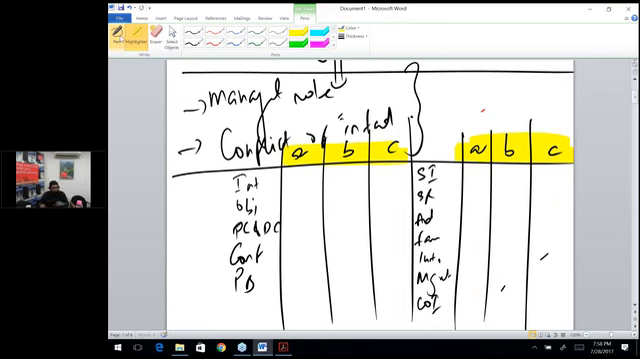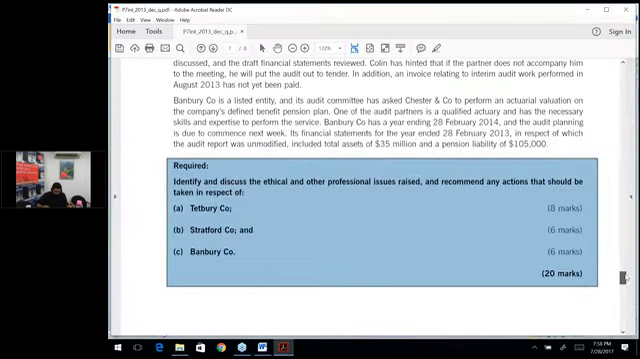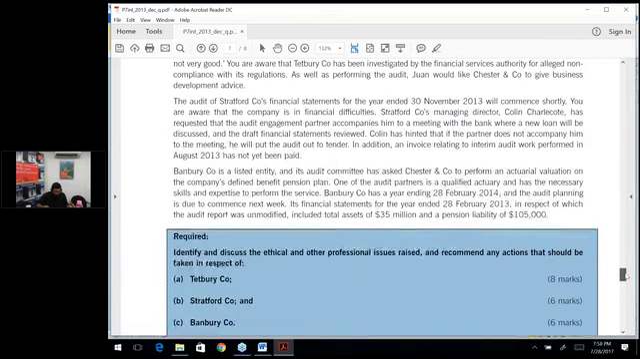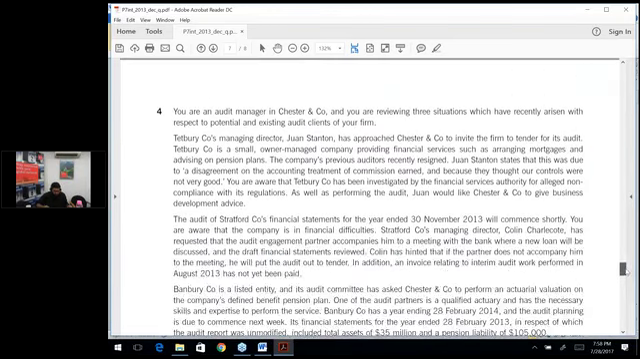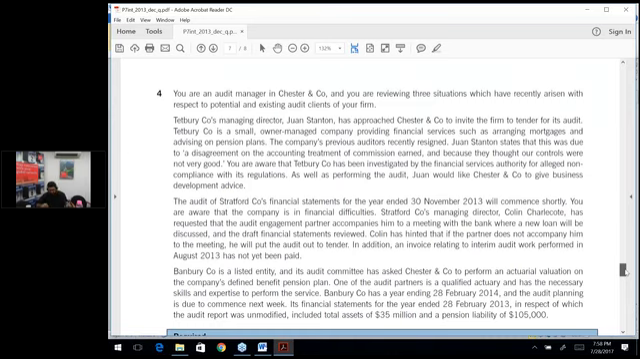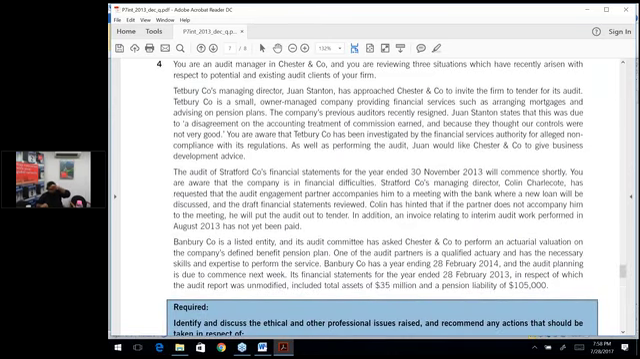Now, let's come on to this question, which is December 2013, question number 4, about Chester and Company, where the question's requirement is: identify and discuss the ethical and other professional issues raised and recommend the actions that should be taken in respect of it. I would want you to take 3-4 minutes and go through this question, and then we shall start discussing.